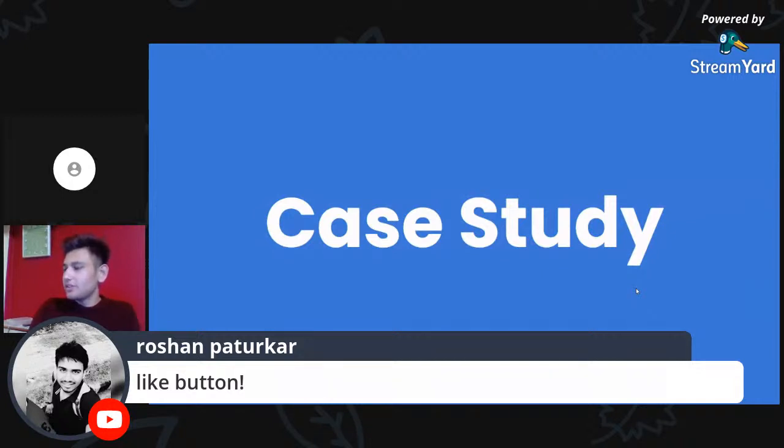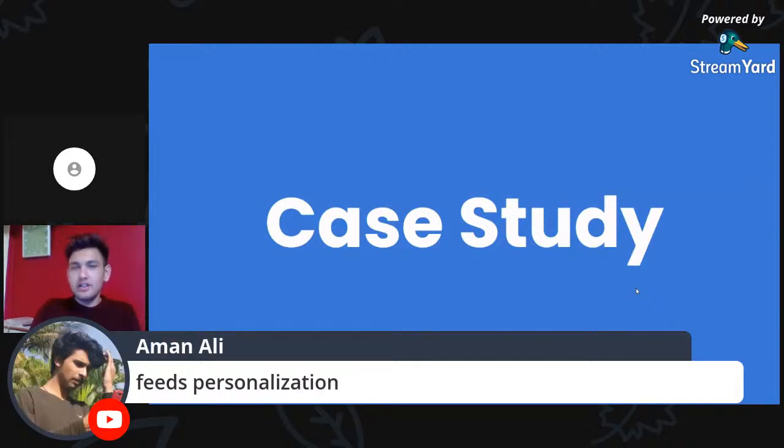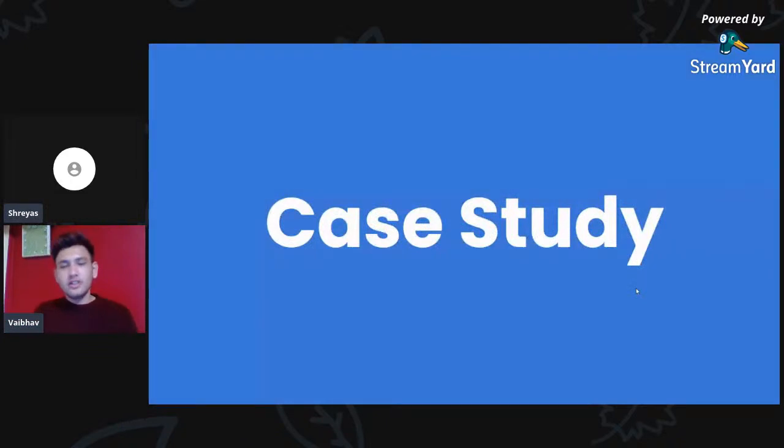Someone says like button. Any other guesses? Any features so powerful to make feed personalization? There's another, feed personalization. Any other guesses? A remarkably powerful feature that Facebook added, and it quadrupled Facebook. Connecting people, what's in your mind?